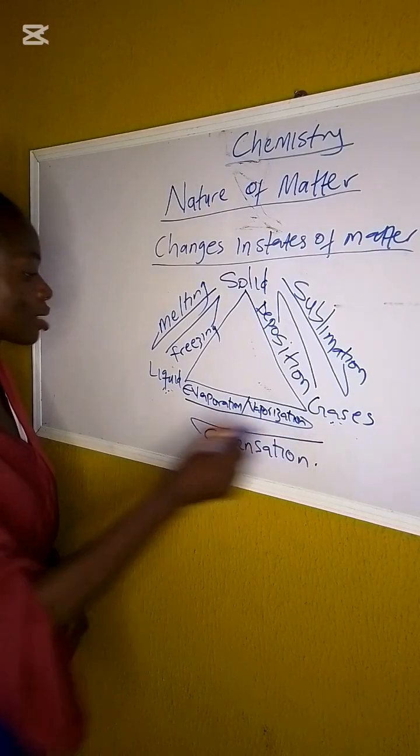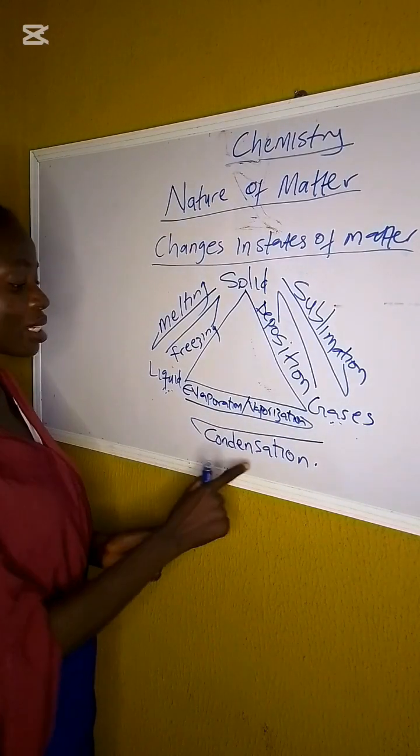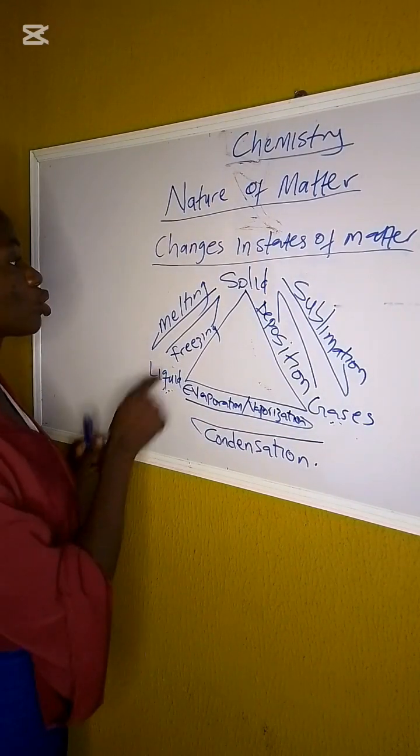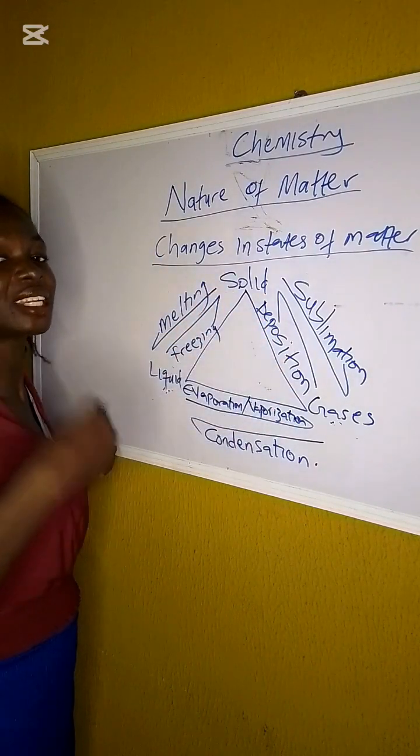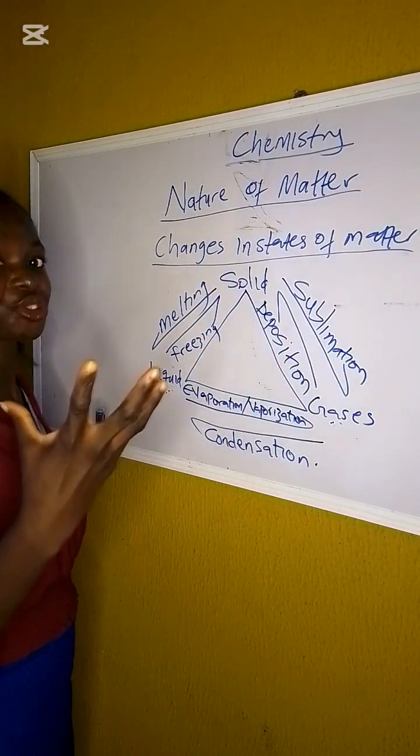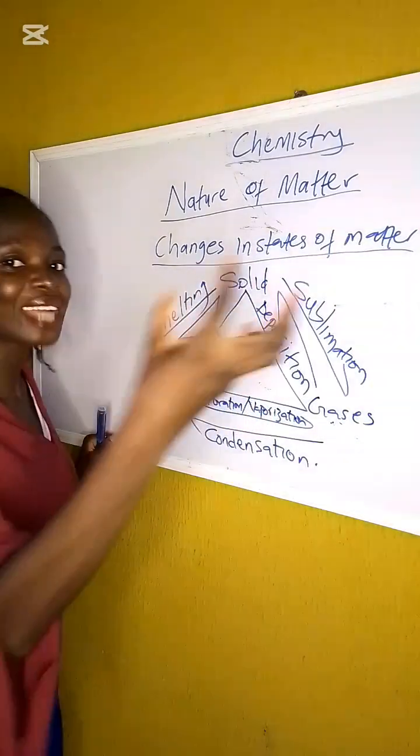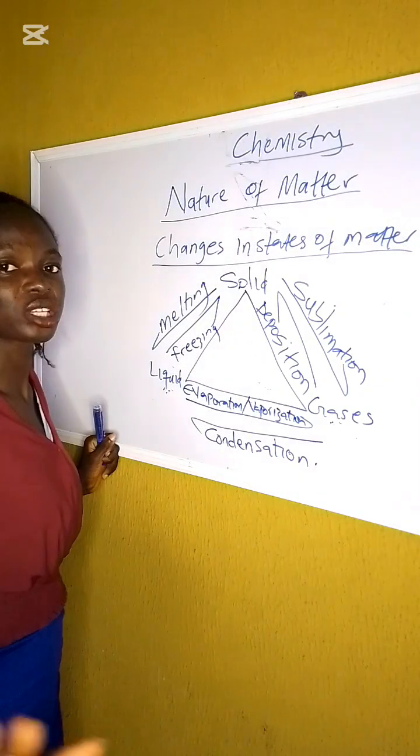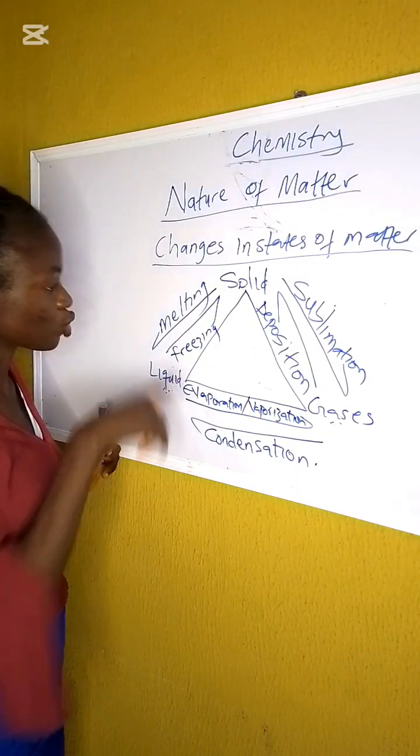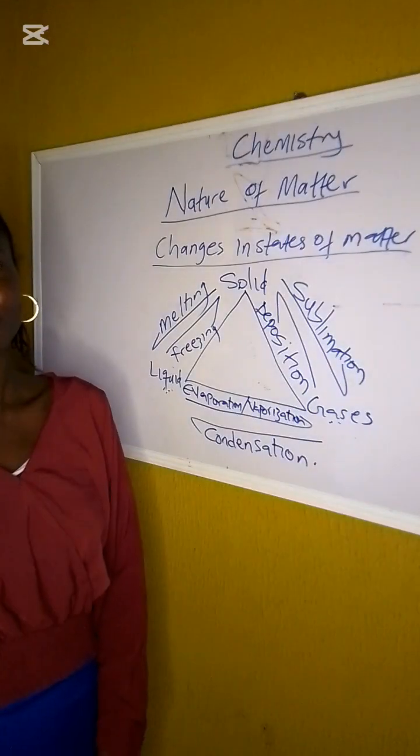Then from gas to liquid is called condensation. From liquid to solid is freezing, when you put ordinary water in your freezer and it turns to solid, that is freezing. And when you remove the ice block from your freezer and you allow it to change to liquid, that process is known as melting.